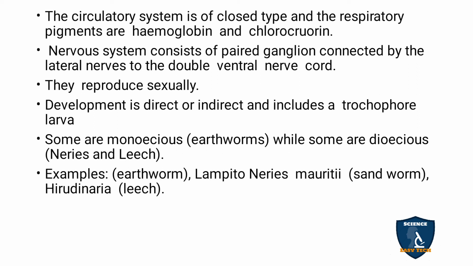Some are monoecious, that is both sexes are seen in the same organism. Example, earthworm. While some are dioecious, so they are separate, that is male separate, female separate. Example, nereis and leech. So examples seen in annelids are earthworm, Lampito, nereis, sandworm, and Hirudinaria, the leech. So these are the examples seen in annelids.